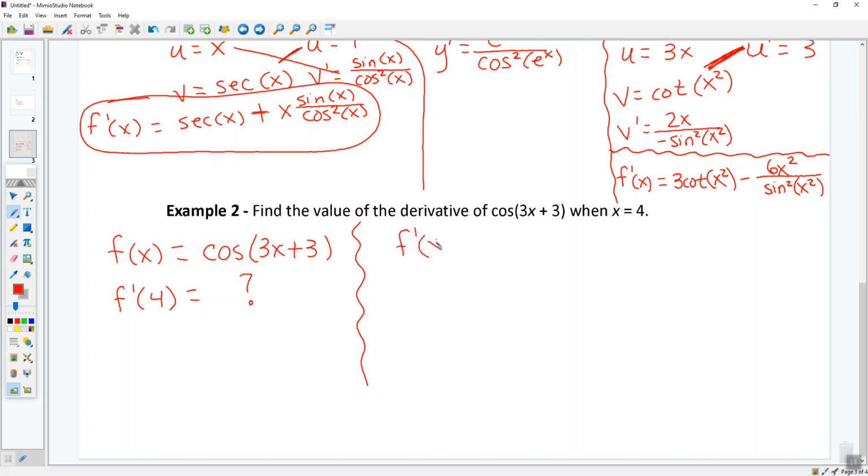F prime of x, my friends, is the following. Okay, so the derivative, what would u prime be in here? 3. There'll be 3 in there, right? But then the derivative of my cosine is negative sine, so that's where the negative comes in. It'll be negative 3 sine of 3x plus 3. You guys all agree with that? Yep.